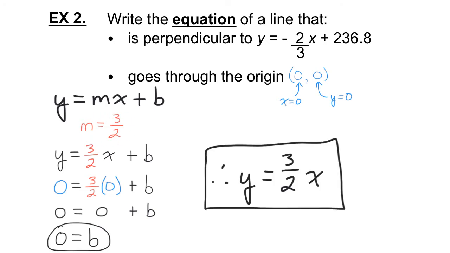So this line has an equation y equals 3 over 2x. Notice I didn't put plus 0 at the end. I don't need to do that. If you happen to do that on a test, I wouldn't mark it wrong, but just to clean things up, we don't write plus 0.